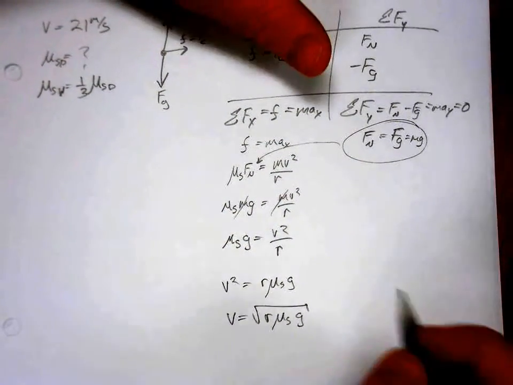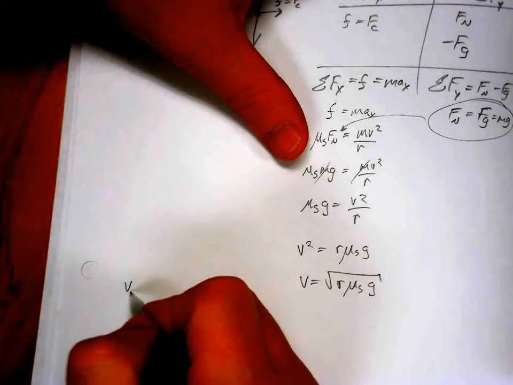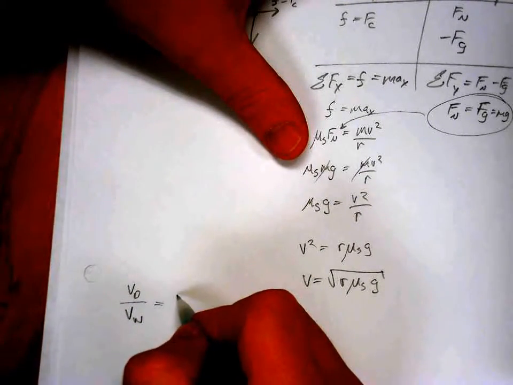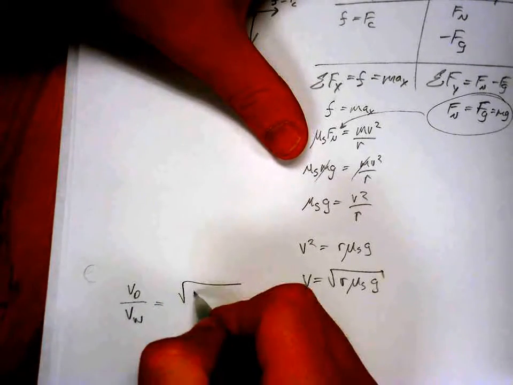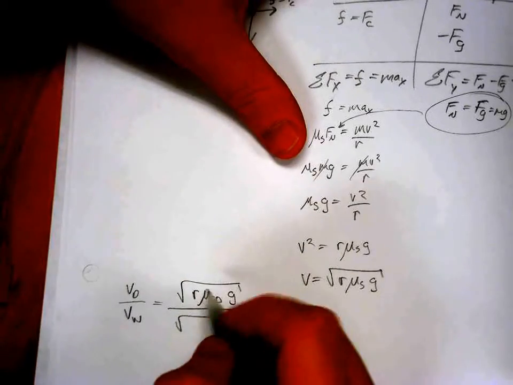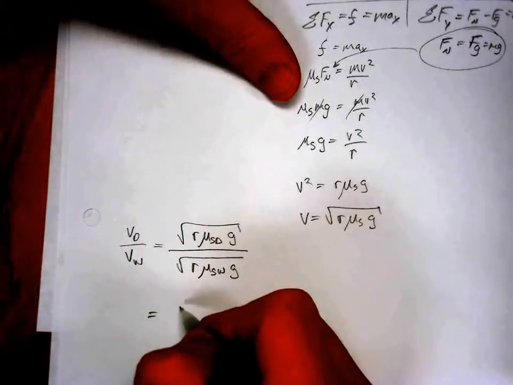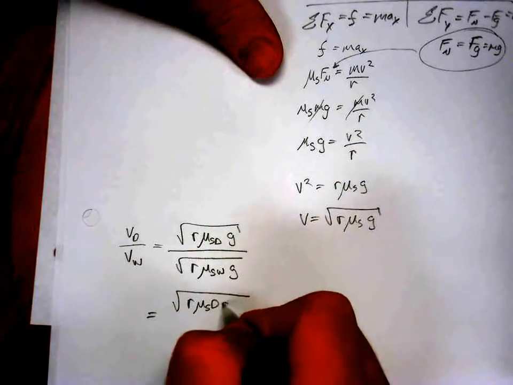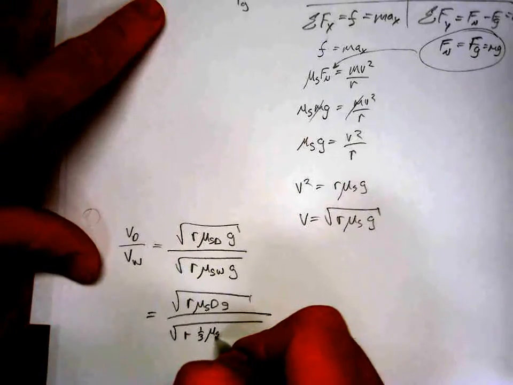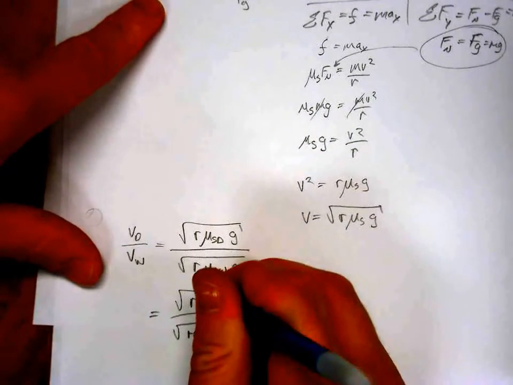So if we went to say, okay, what then is the ratio of the velocity from the dry to the velocity when wet? Well, that's going to equal the square root of r times mu s dry g over the square root of r mu s wet g. And that would equal the square root of r mu s dry g over the square root of r. Remember, mu s wet is just 1/3 mu s dry times g. And that d is a little too big. It looks like a variable.